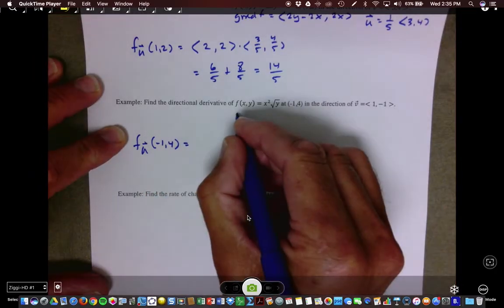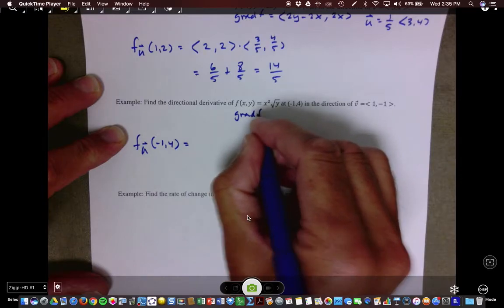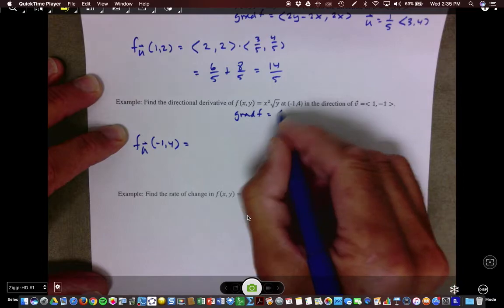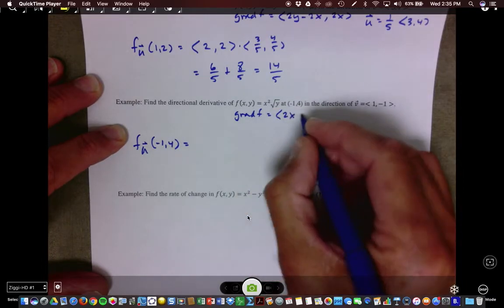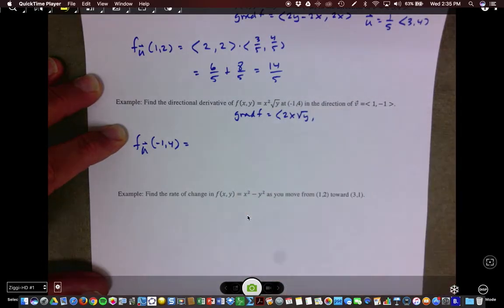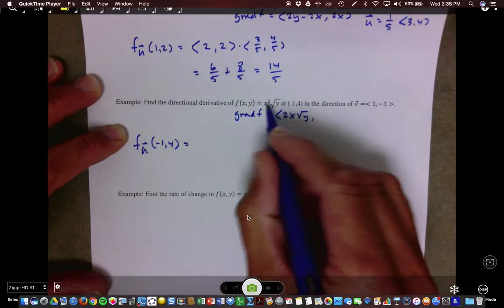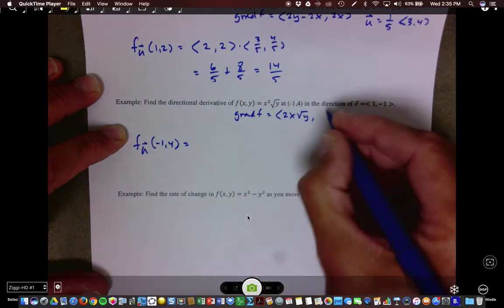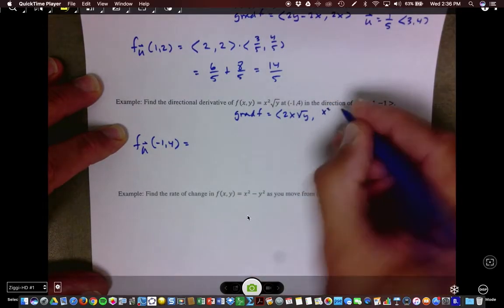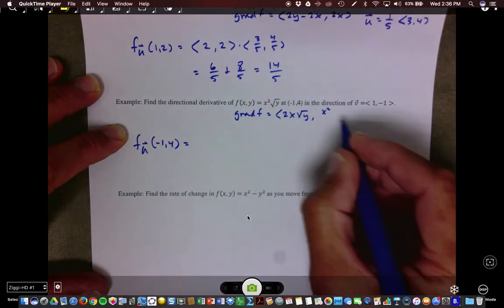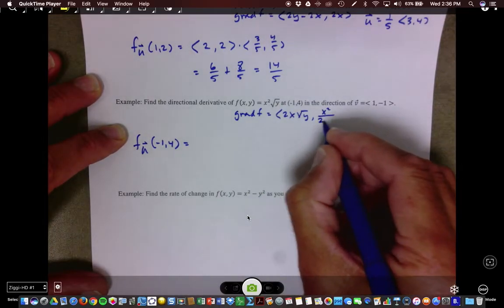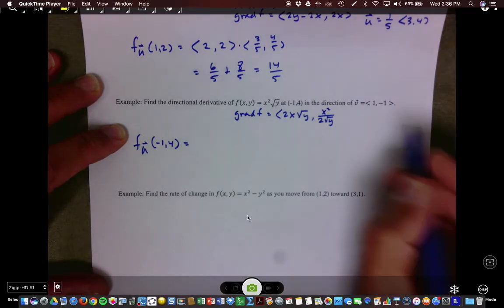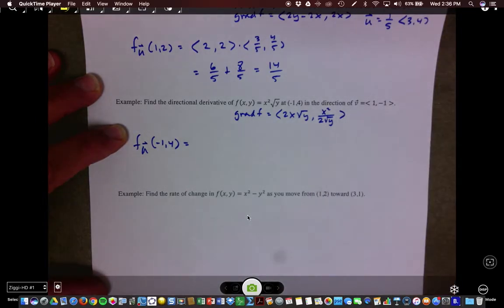So we're going to need, first of all, the gradient of f. All right, so the derivative of this function with respect to x is going to be 2x square root of y, and the derivative of this function with respect to y is going to be x squared times the derivative of square root of y, which we've done a couple of times, is 1/2 or 1 over 2 square root of y, derivative with respect to y.